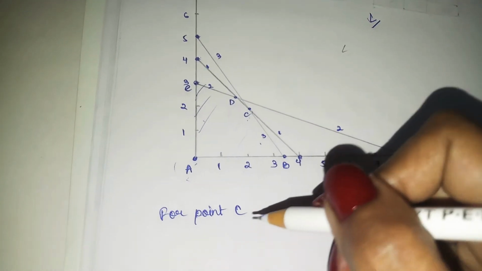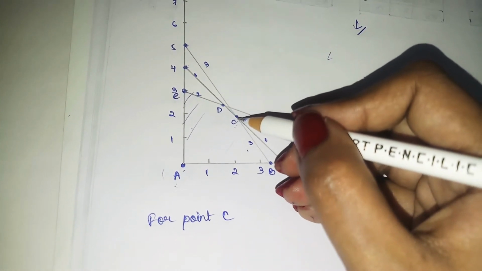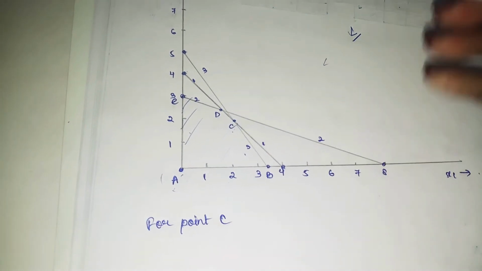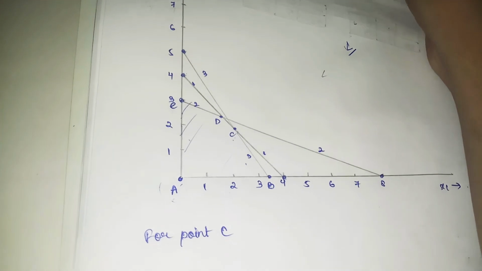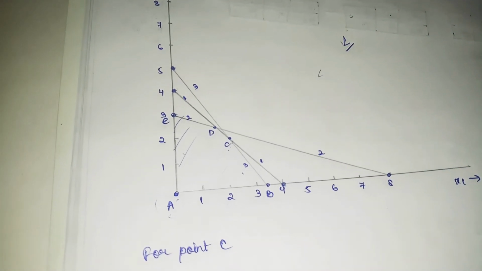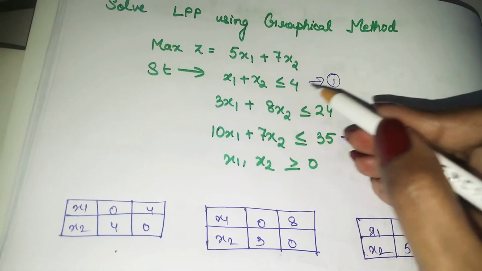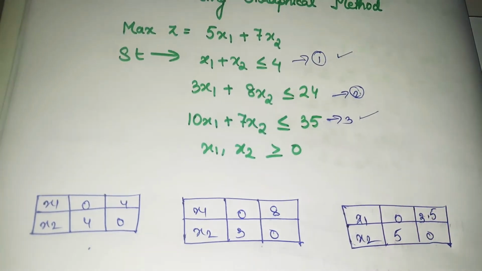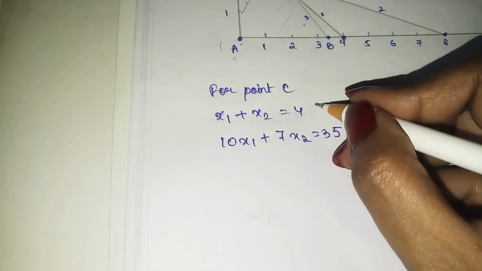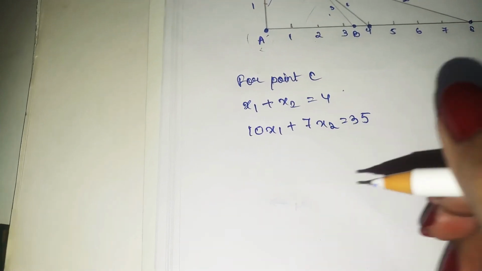Okay guys, as you can see, I've written here for point C. For point C, what are the 2 constraints which I need to formulate? That is constraint number 3 and constraint number 1. So what are the 2 equations? I have to formulate constraint 1 and constraint 3. As you can see, I have written this is constraint 1 and this is constraint 3. Let me just show you how to find out the value of x1 and x2.